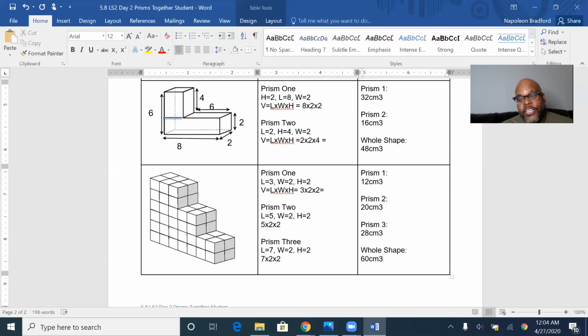Now that 3 is really an exponent, so don't write it the same size as your centimeters. It's really a smaller number to the upper right of the m.